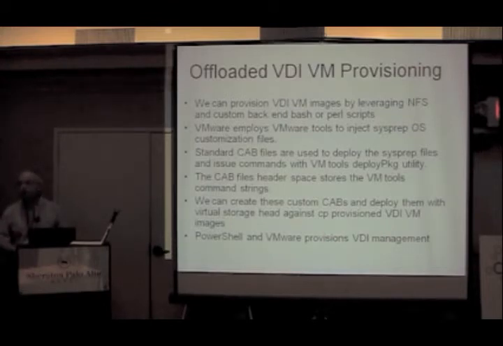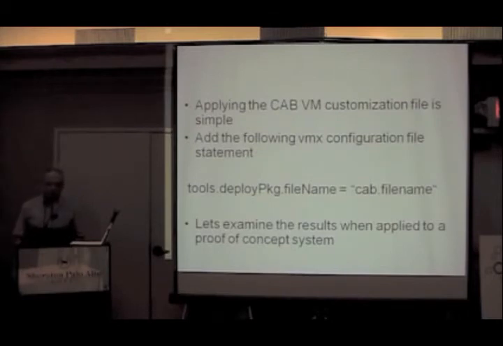Once you've created this VM, you can use PowerShell to invoke it, launch it, manipulate it, turn it off, move it, whatever. So to invoke a cab installation, it's as simple as adding a little tool to the VMware config file. So it's simple text editing at the storage head.